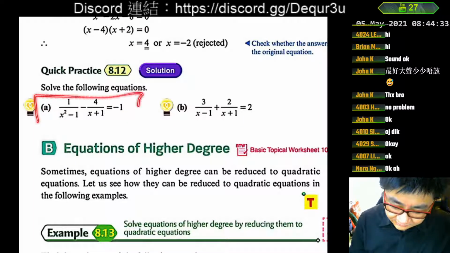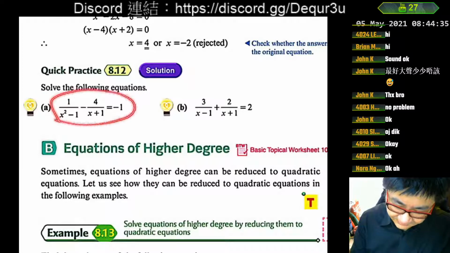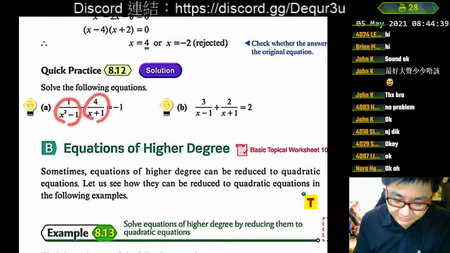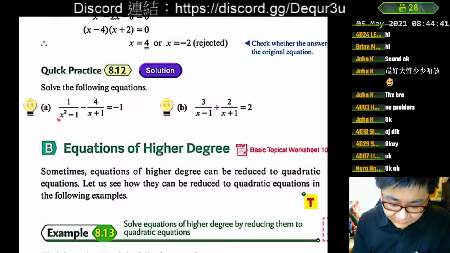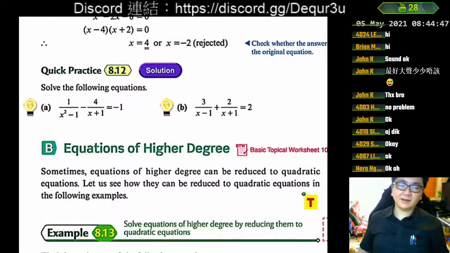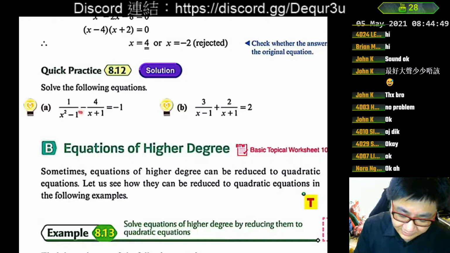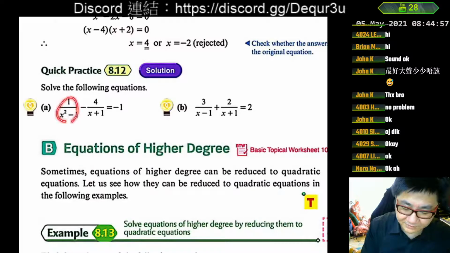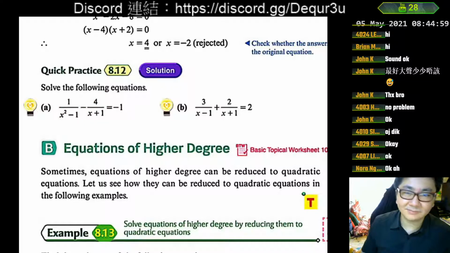So the quick practice 12 part A here, you can see again an equation with fractions. Here one denominator is x squared minus 1, and the other denominator is x plus 1. By the way, they are also doing a subtraction, fraction minus fraction. Then our usual way to do it will be to make a common denominator. When it is fraction minus fraction, make a common denominator.